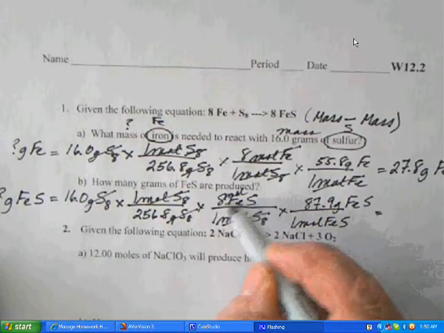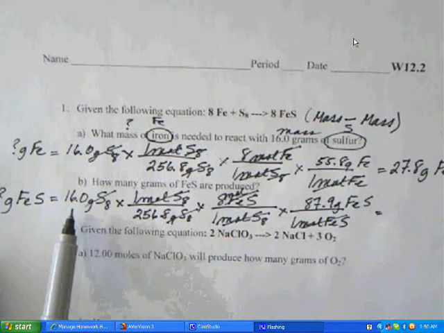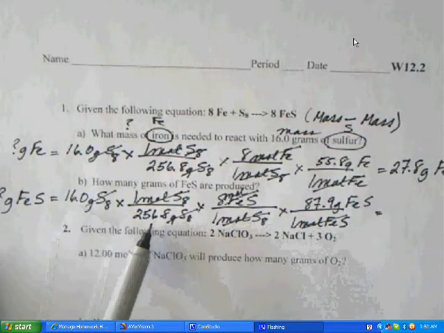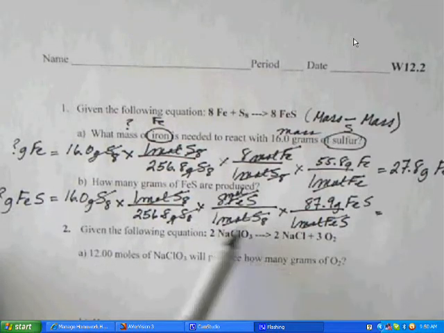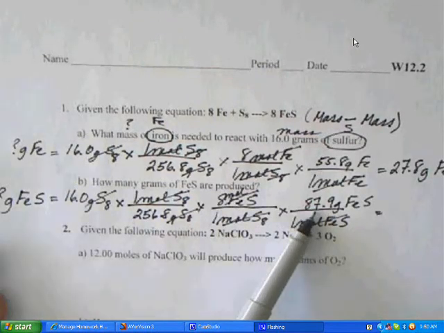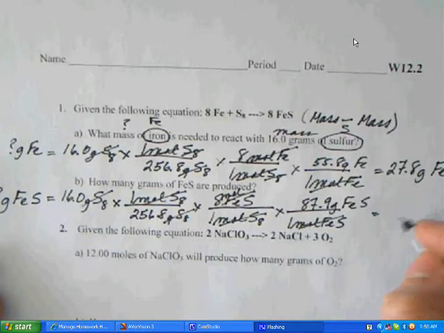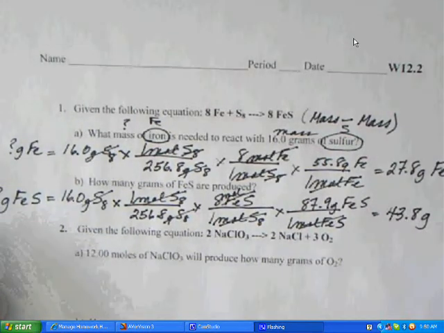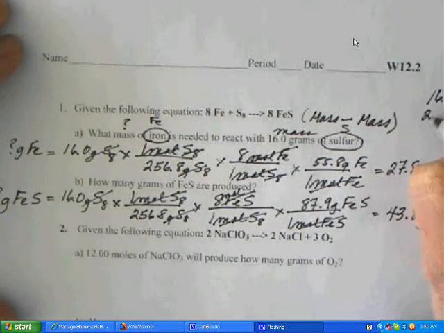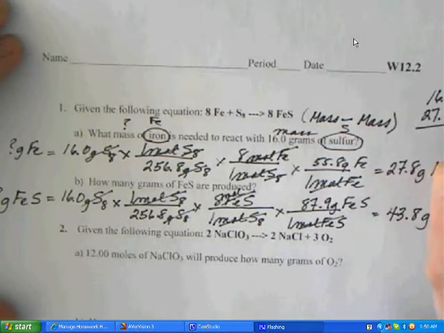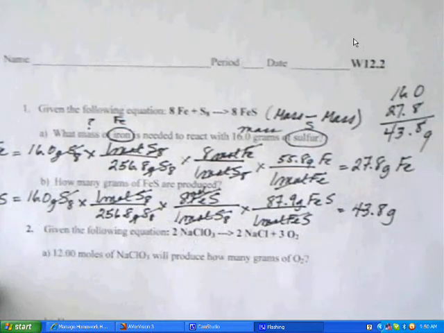And then if you add those together, it should match up. 16.0, 27.8, 43.8. Sometimes with sig figs and rounding and stuff, it might be a tenth off, but hopefully it shouldn't be. Now, does it make any sense? Is it starting to help a little bit? Okay. Now, what I think really helped is that you had to recognize that this is a mass-to-mass problem, and so is this one, mass-to-mass. But let's look at the next problem, number 2.